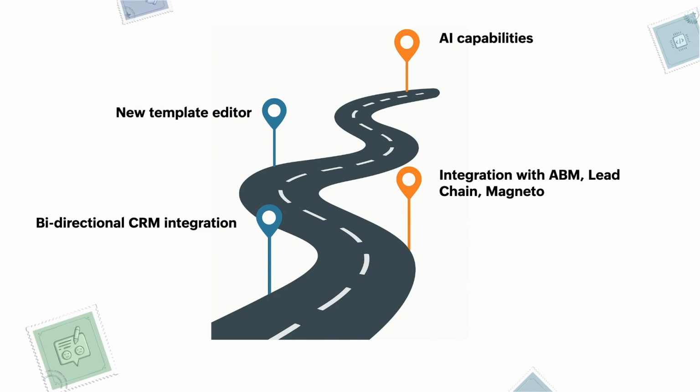I need to send an email series from a form submission. If you just give a prompt, the journey will be built automatically. You just need to fill in the form which has to be selected, and the email content that has to go through these journeys. You select it using the AI. And we are going to integrate the ABM feature in Zoho CRM, and Lead Chain and Magneto, into Zoho marketing automation.